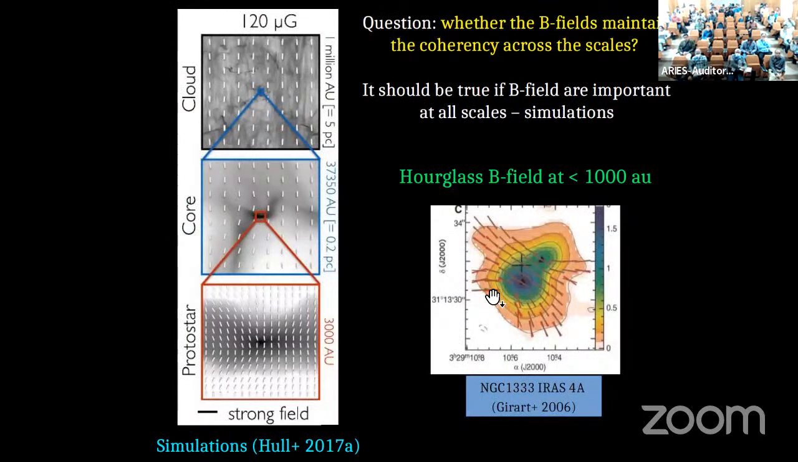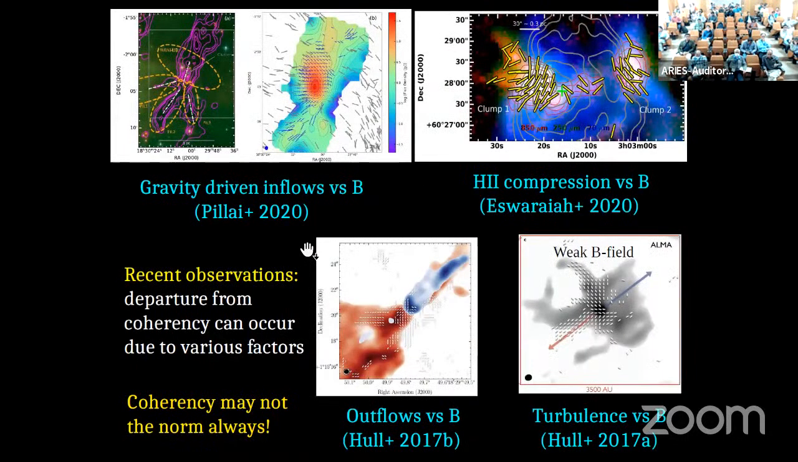According to simulations, if we have strong magnetic fields from the larger scales to smaller scales, the ordered magnetic field lines, as soon as we get to the vicinity of the protostars, will exhibit an hourglass-shaped magnetic field structure because of the ambipolar diffusion process. This is the case if you have strong magnetic field lines. But what if you have other factors? For example, if you have gravity-driven flows, then gravity can drive the magnetic fields from a perpendicular configuration to a parallel configuration.